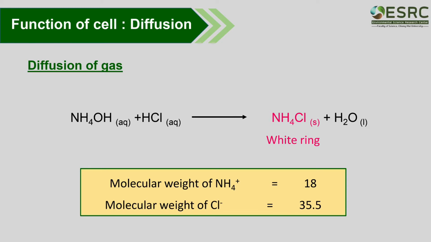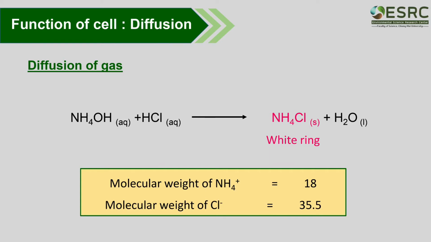The second topic is the functions of a cell. Diffusion is the movement of a substance from a high concentration to a low concentration. The diffusion process can occur in both the liquid and gas phases. It is an important process for living things as it controls how substances move in and out of cells.